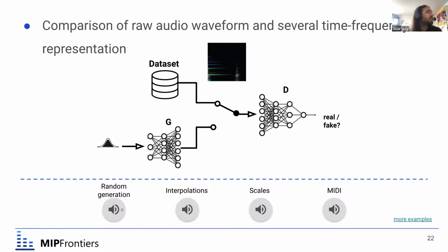So here we have some random generations. We can also do interpolations on the latent space of the GAN. We condition the model specifically on pitch information, so we can control this independently from other information. This allows us to perform scales. And in the same way we can just take a music piece in the form of MIDI and take the sequence of pitches to condition the GAN and create music.